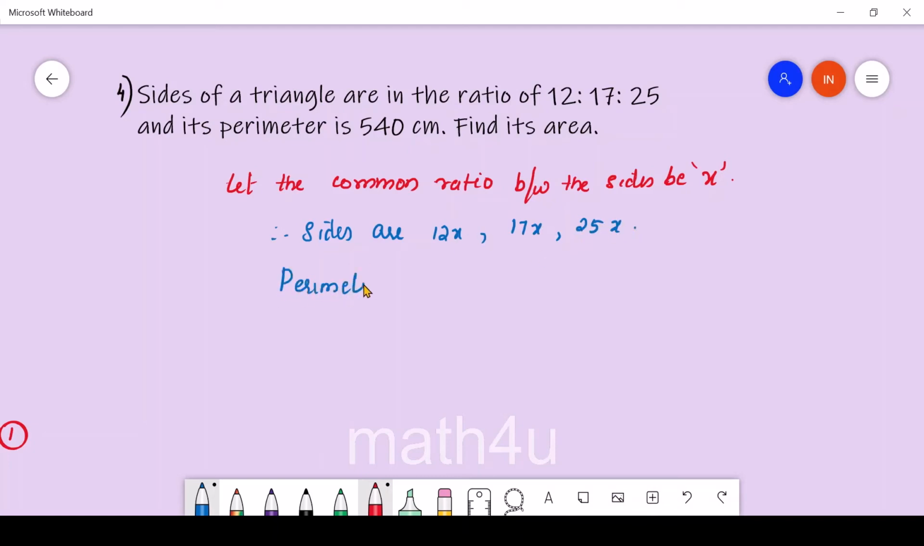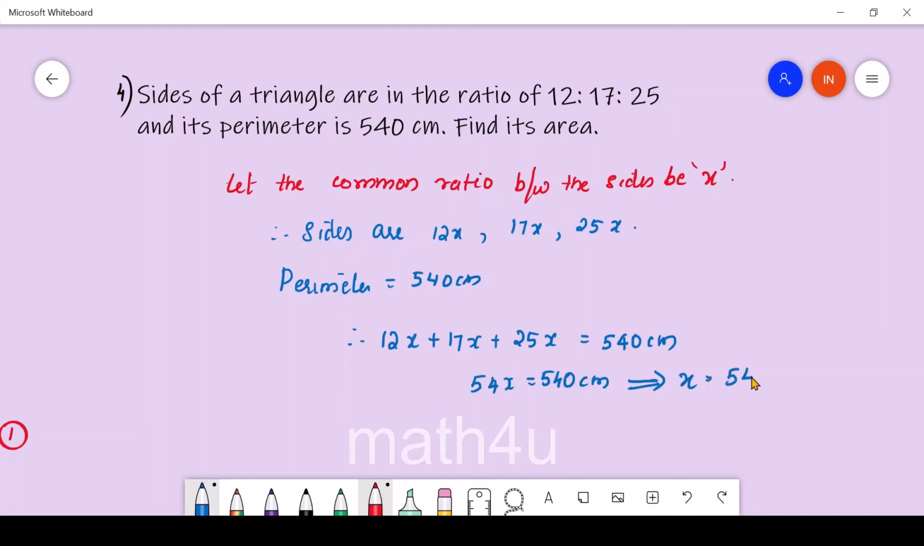Perimeter is given as 540 centimeters. So we know all the sides add together to get the perimeter, right? So now, therefore, 12x plus 17x plus 25x will be equal to 540 centimeter. So you have to add all these x together, that is 54x is equal to 540 centimeter. From this, what will be x? x will be 540 by 54. It is so easy, right? So it is equal to 10 centimeter.